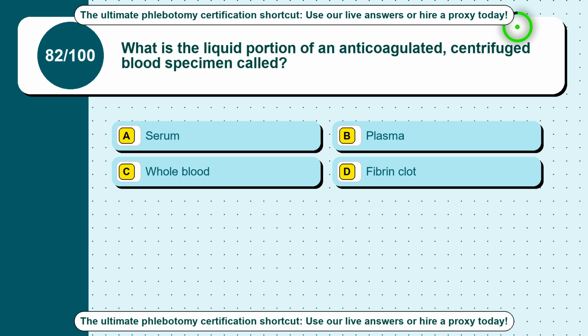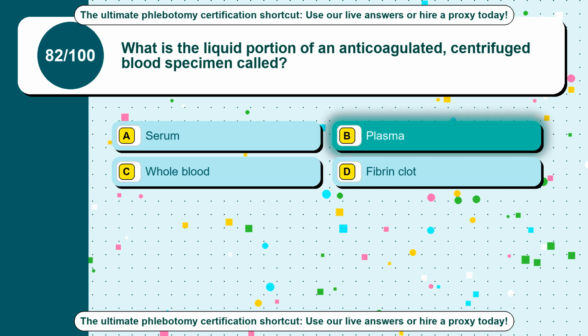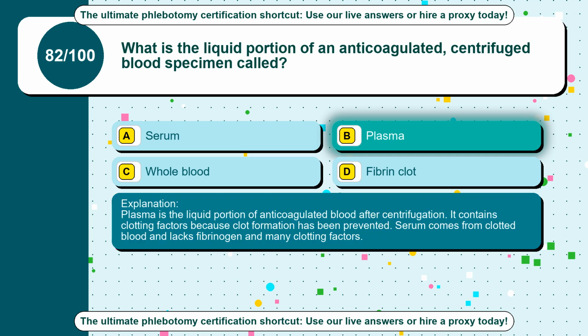Question 82. What is the liquid portion of an anticoagulated, centrifuged blood specimen called? Option A, serum. Option B, plasma. Option C, whole blood. Option D, fibrin clot. The correct answer is option B, plasma. Plasma is the liquid portion of anticoagulated blood after centrifugation. It contains clotting factors because clot formation has been prevented. Serum comes from clotted blood and lacks fibrinogen and many clotting factors.